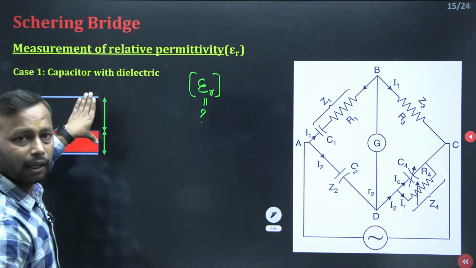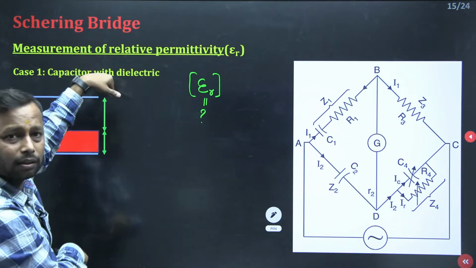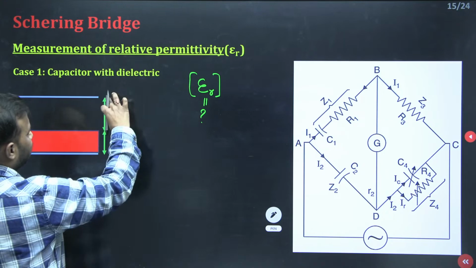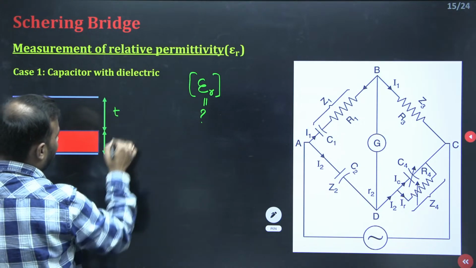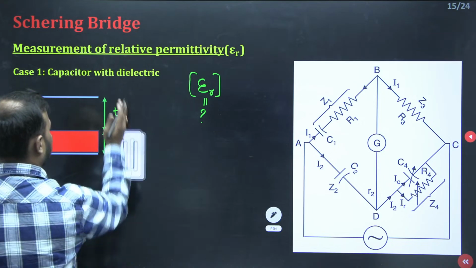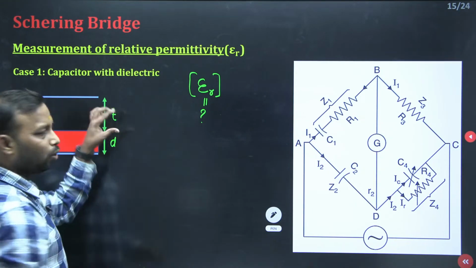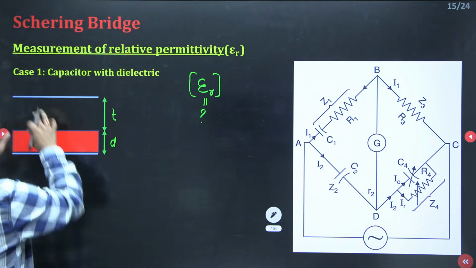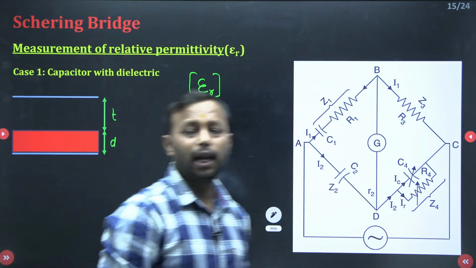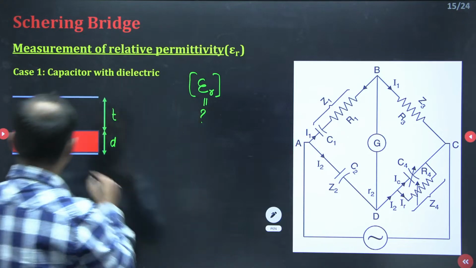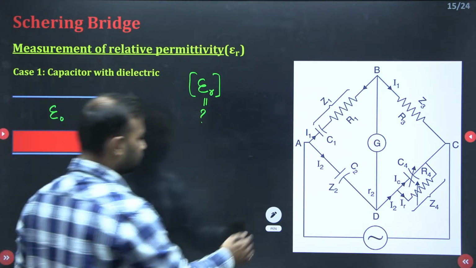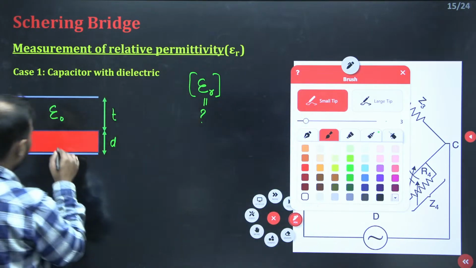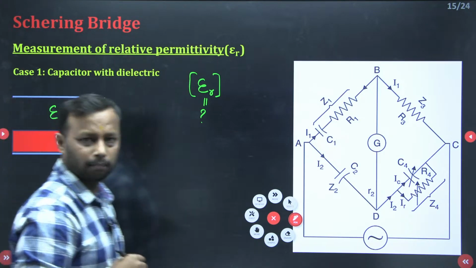So this is the distance between the plates. Let me take this distance as T and this distance as D, and the opposite, because in the book they may have taken D and T. Any doubt? Now see, this is your air, and for the air the permittivity is epsilon naught, whereas here the relative permittivity is epsilon r of the material.